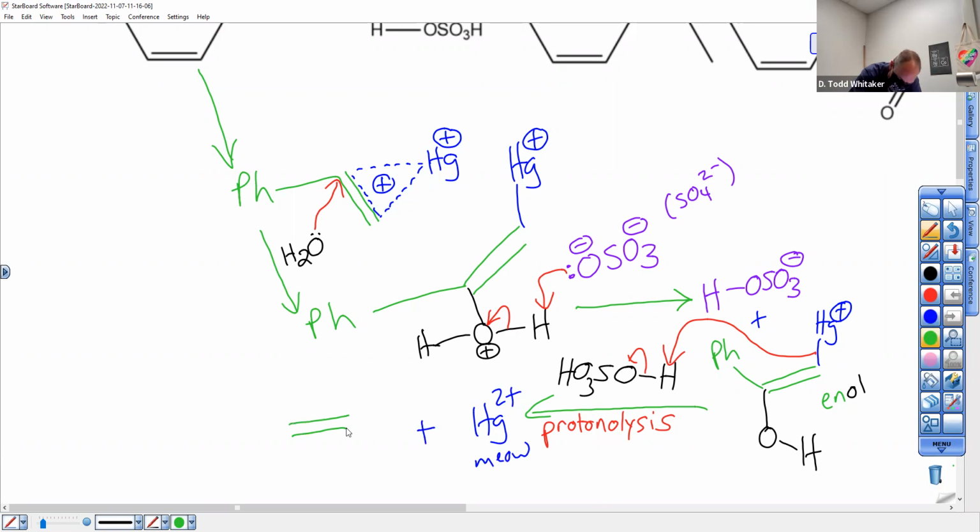And we've got a proton in its place. Love the name protonolysis. You've got a C=C and you've got an OH. This is the tautomer. Oh, that's a funny word. A tautomer of the first product, which we can't see.